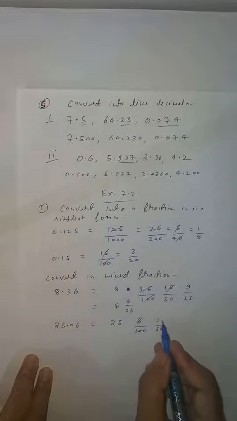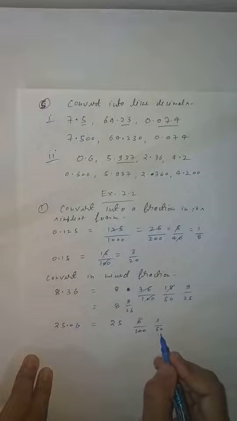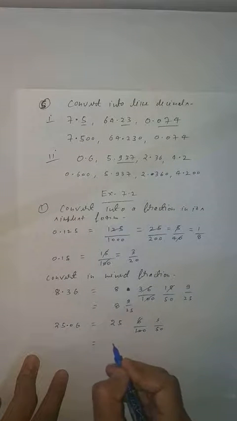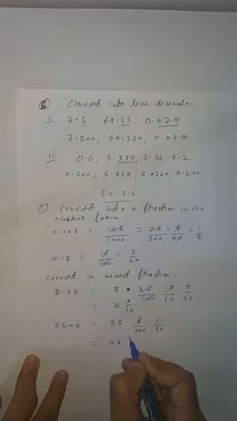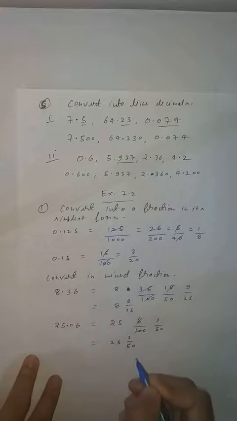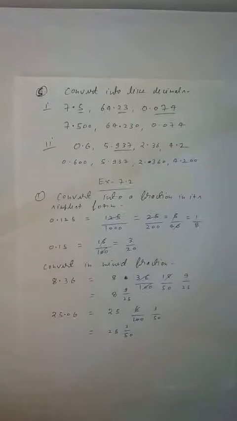Can you student further reduce? Because 3 and 50 is given, so you will say sir I cannot reduce. So write down 25 whole 3 upon 50. Clear student? So by this we will write down in mixed fraction. Clear student? So I think this is clear. Now you are able to solve the question based on this. Clear student? Now move to the next question.